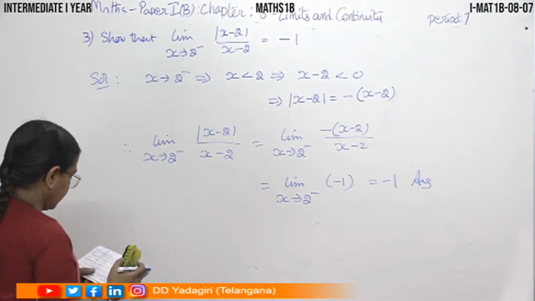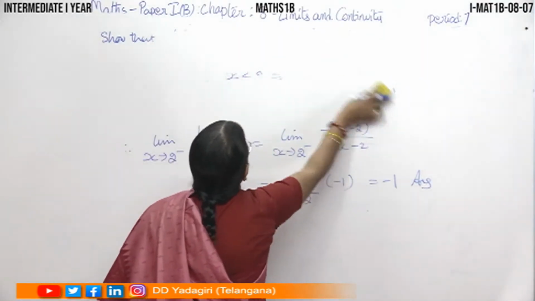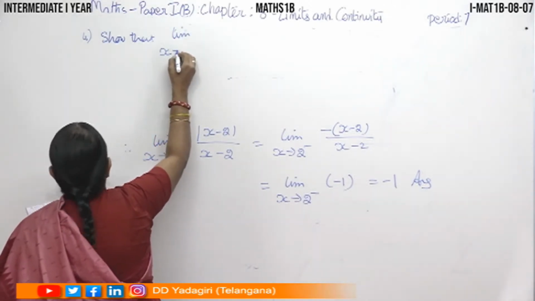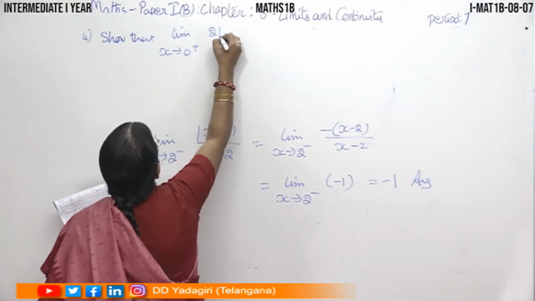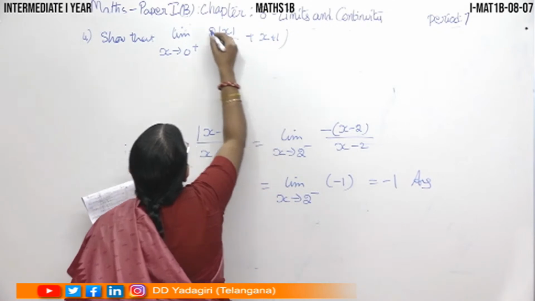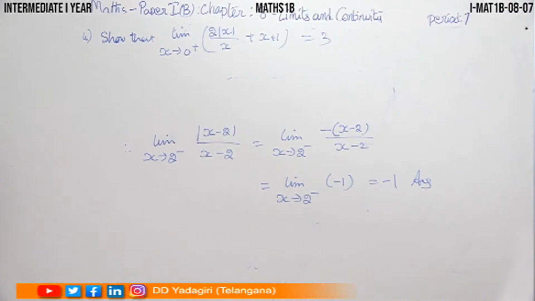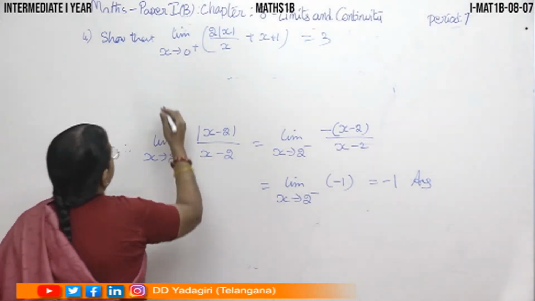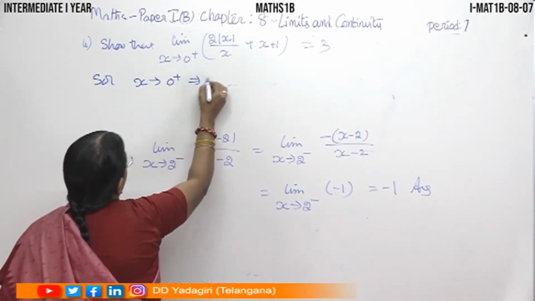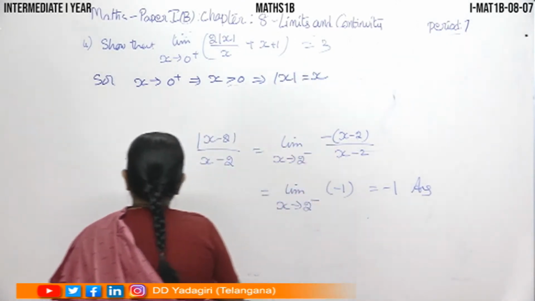Okay, next problem is again very, very important. Fourth problem. Show that the limit as x tends to 0 plus of (2 into mod x by x) plus 1 is equal to 3. That is the problem. So here, as we did in the earlier problems, we'll write x tends to 0 plus means x is greater than 0. So that means mod x is x. Mod x value is x only.